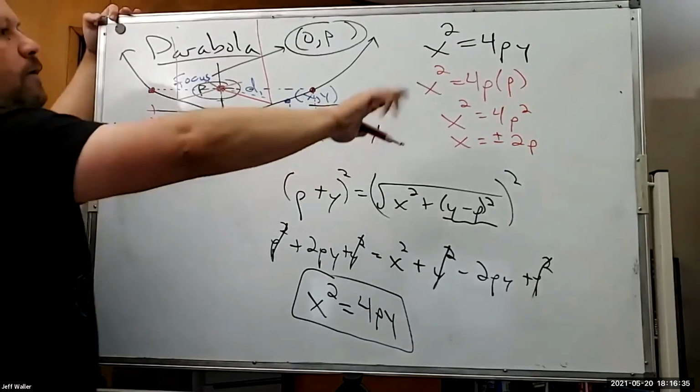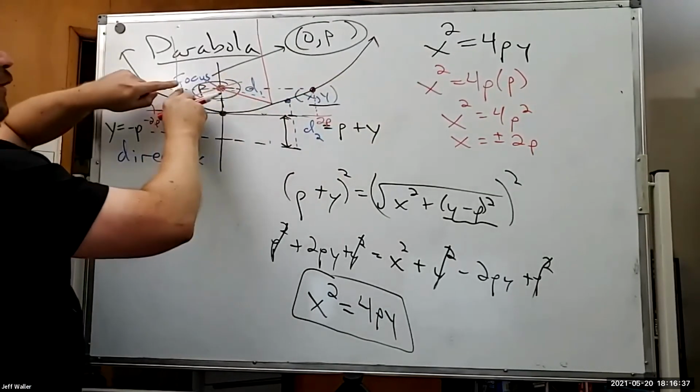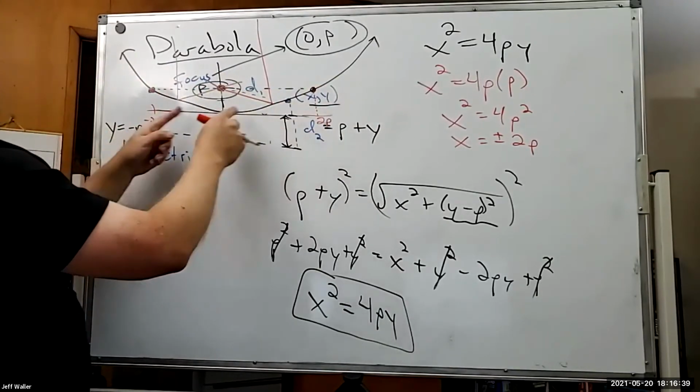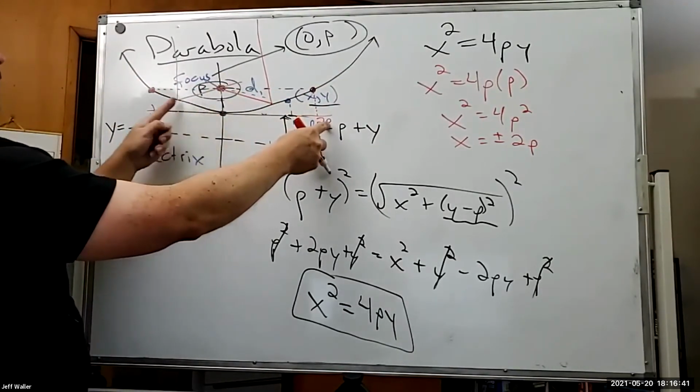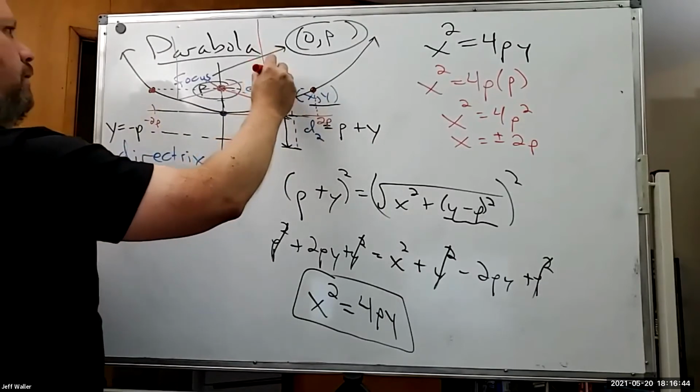Now, this focal diameter: do you see if it's 2p up and 2p down? Isn't the focal diameter 4p?